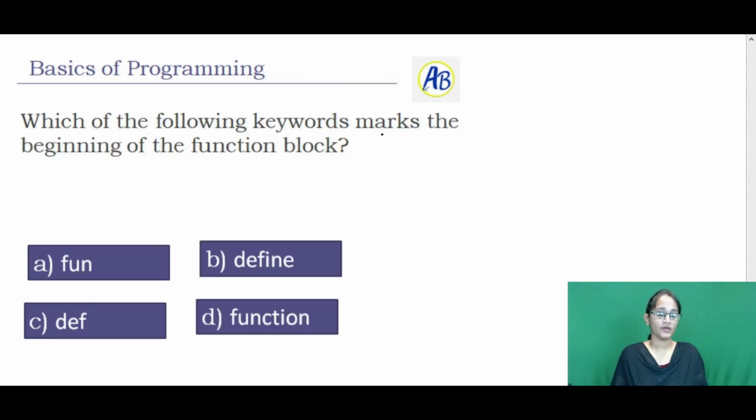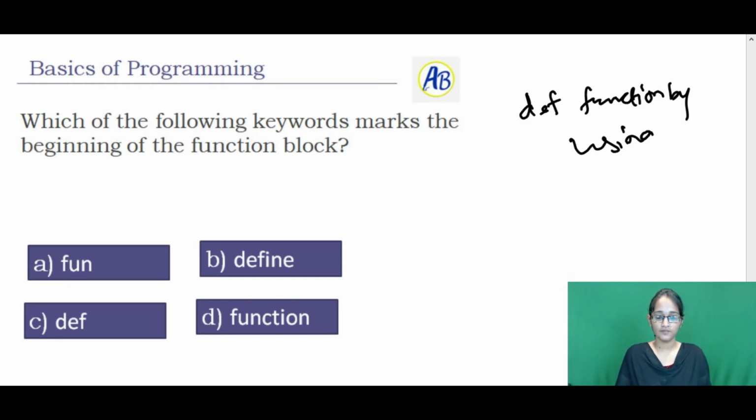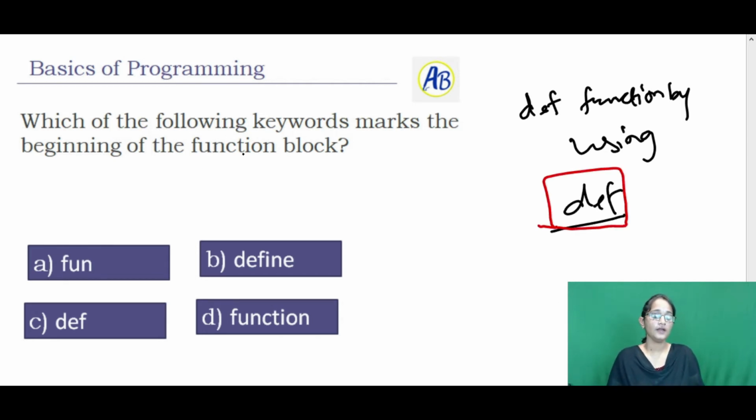Which of the following keywords marks the beginning of the function block? We can define the function by using the keyword def. So here the question is which of the following keywords marks the beginning of the function block. So we can mark the beginning of the function by using the keyword called def. So here the correct option is C, def.